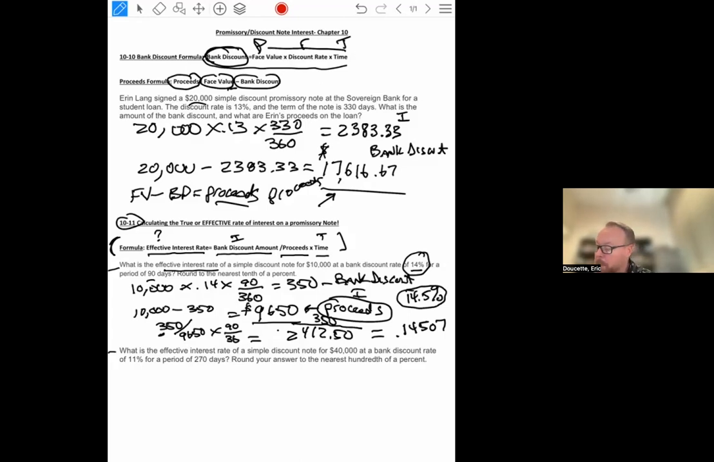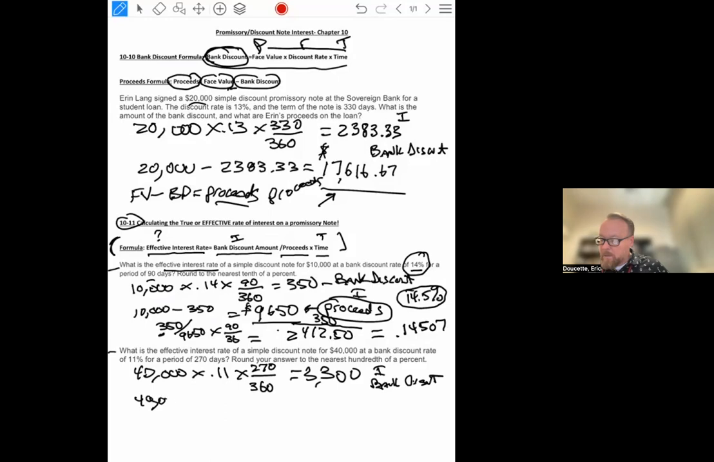We can do the same thing for the problem below. First, we need to figure out how much the proceeds were and how much the bank discount was. So we need to do the math using the simple formula, and that comes out to $3,300. So that is what we call the interest or the bank discount. So if I take the 40,000 minus the 3,300, that's going to leave me 36,700. That's my proceeds.